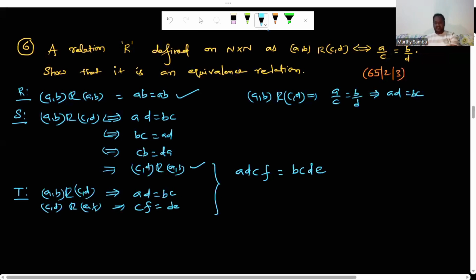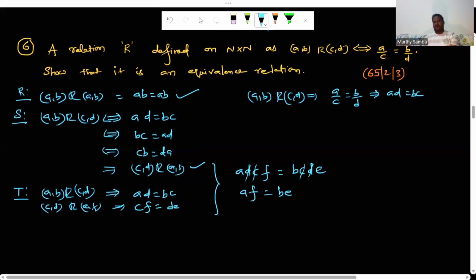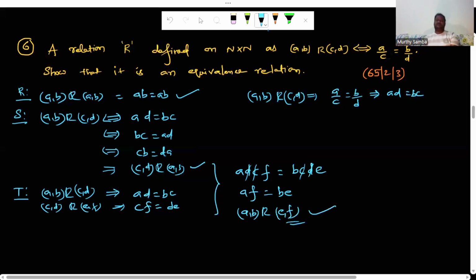bcde, right? Any cancellation now? Again, c and c get cancelled, as well as d and d. Finally, you get af is equal to be. af is equal to be means (a, b) is related to (e, f). So (a, b) is related to (c, d), (c, d) is related to (e, f), therefore (a, b) is related to (e, f). Therefore, it is a transitive relation also. Therefore, it is symmetric, reflexive as well as transitive, and so it is an equivalence relation.